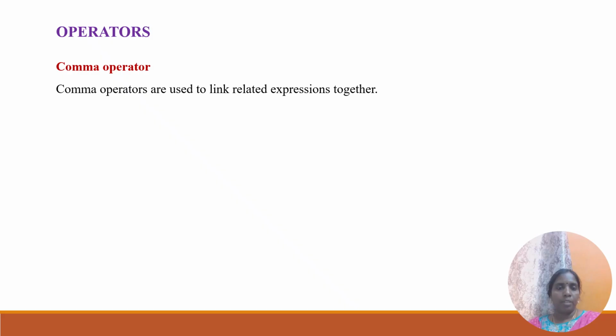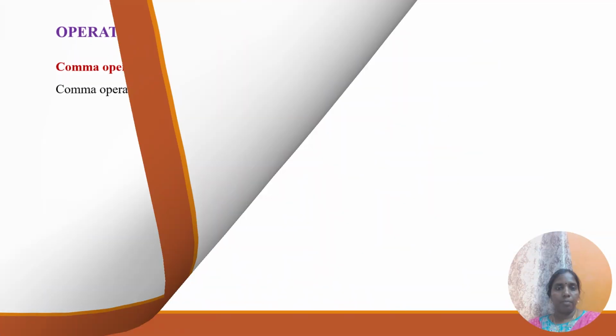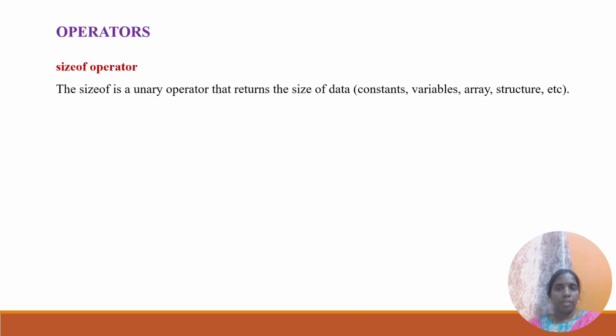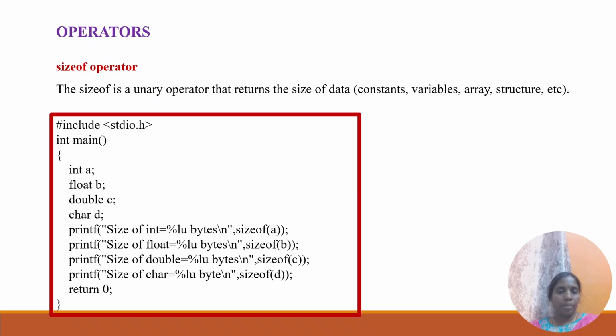The comma operator is used to link related expressions. In this way, you can use a comma operator: int a, c = 5, d. The sizeof operator is used to tell the size of the variable you have taken. It may be integer or float or character or whatever it is. In this statement, sizeof a, the integer size will be given here.